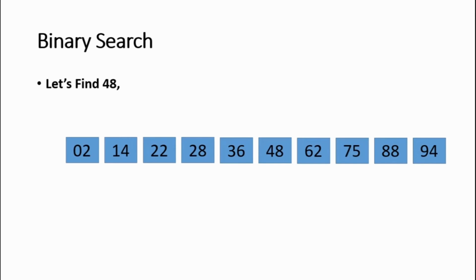First, we will have to find the middle index. To do that, divide the total number of elements by 2. Here we get the middle index 5. The element present at the middle index is 36. Compare the element at the middle index with the search value. Here you can see that 36 is not greater than 48. 48 is greater than 36.